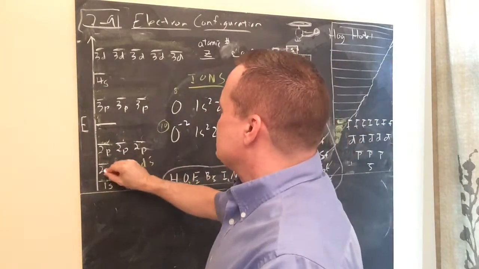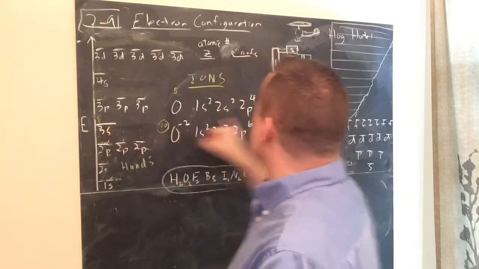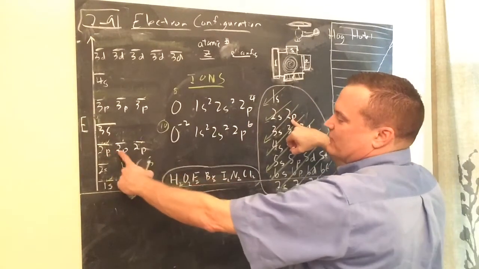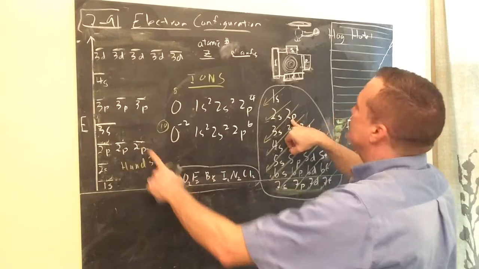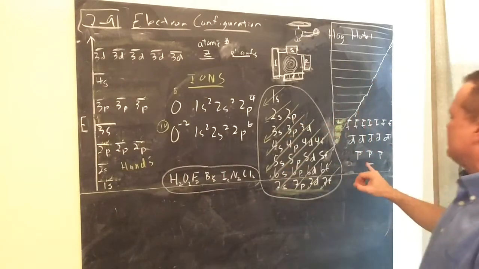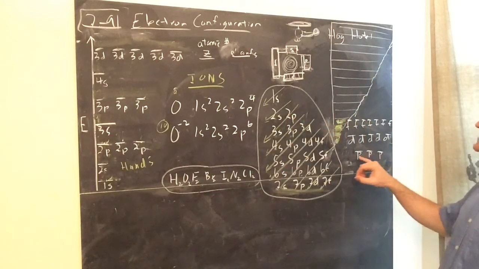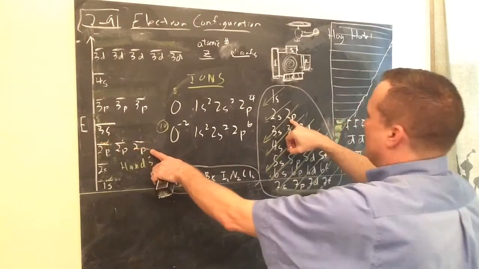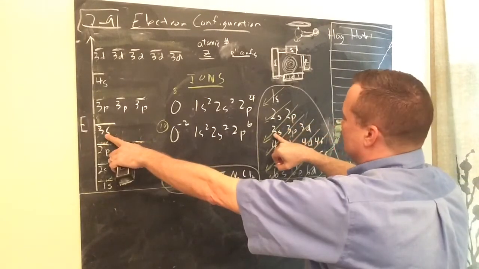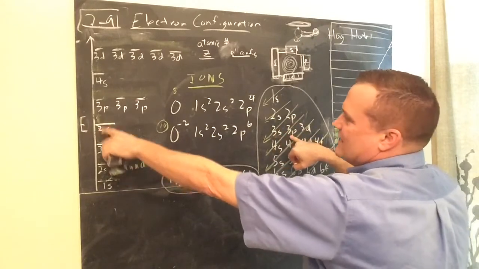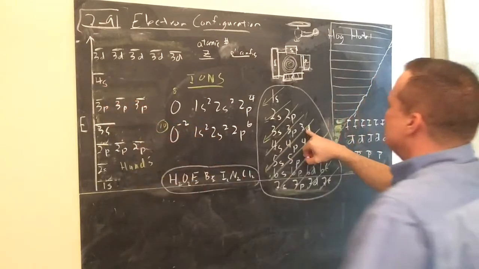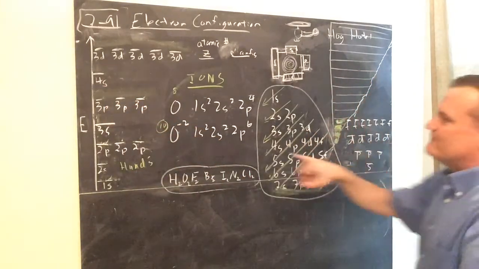So 1S, 2S, 2P, then comes 3S. 1S first, then comes 2S. 2P is next. And remember, there must be 3 rooms. Anytime you come to a P, there has to be 3 rooms in the P level. All right, so 2P. Then comes 3S, just 1 room. Then comes 3P, because there's 3 rooms again. Then comes 4S, 1 room. Then comes 3D. Anytime you come to D, there's 5 of them.